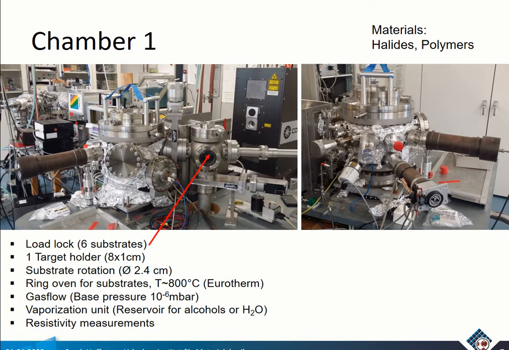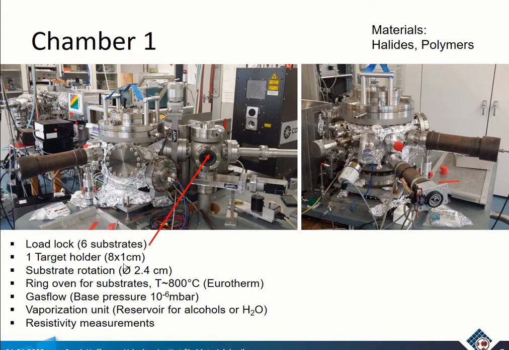The chamber 1. At the moment we have here halides and polymers, or everything that does not require such good vacuum in the background. We have here a load lock system and a target holder. There's an active site of about 8 times 1 centimeter where you can deposit your target on. And we have here a substrate that can be introduced here with a diameter maximum of 2.4 centimeters.